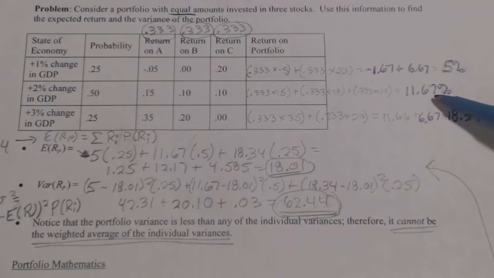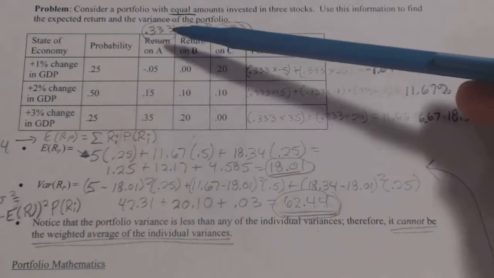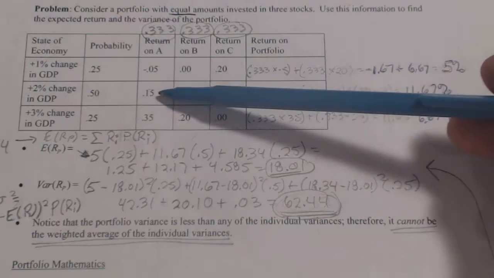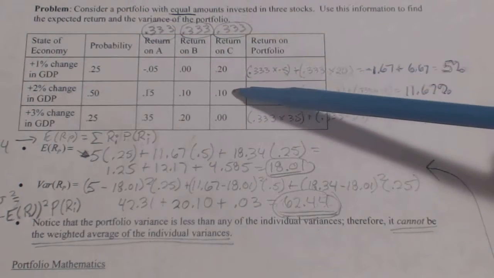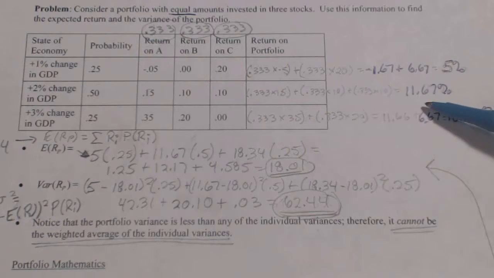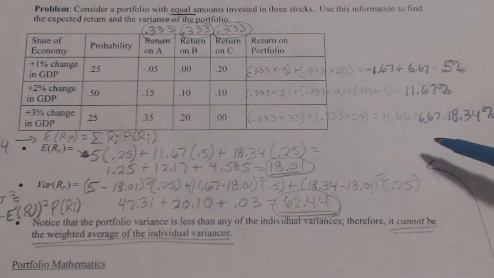So 5%, 11.67%. Again, this is the weight times the return, the weight times the return, the weight times the return, which are these numbers right here. You add them together, and you do the same for line 3.